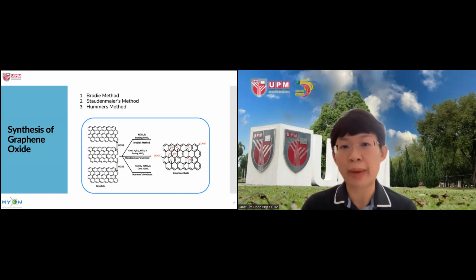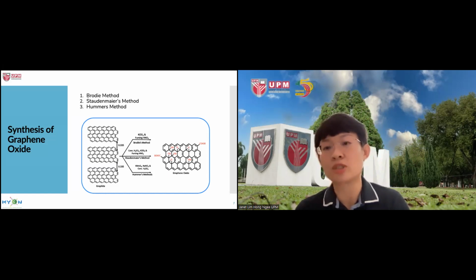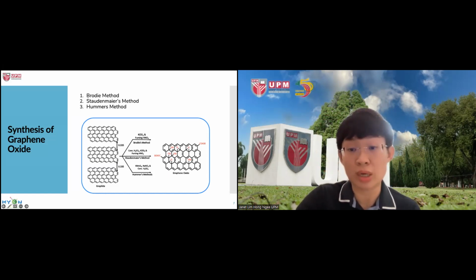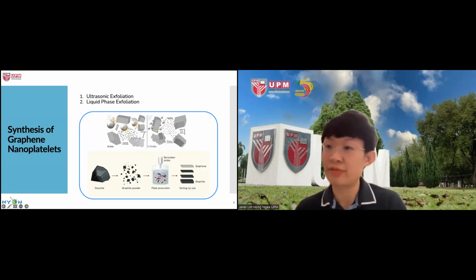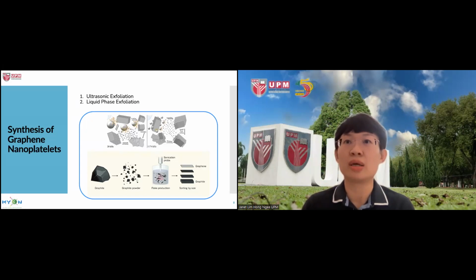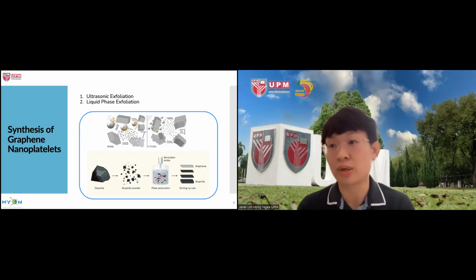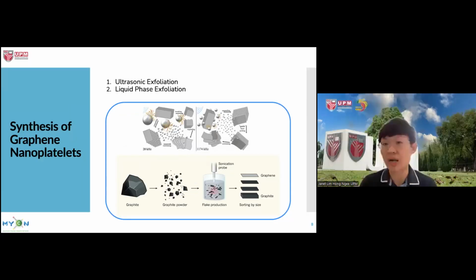And it really depends on the amount of oxide functional groups that you want on the surface and on the edges of the graphene oxide. You are able to tune it accordingly. Next will be graphene nanoplatelets. Once again, this is one technique where you can get graphene nanoplatelets almost immediately, providing that you have precursors such as graphite.